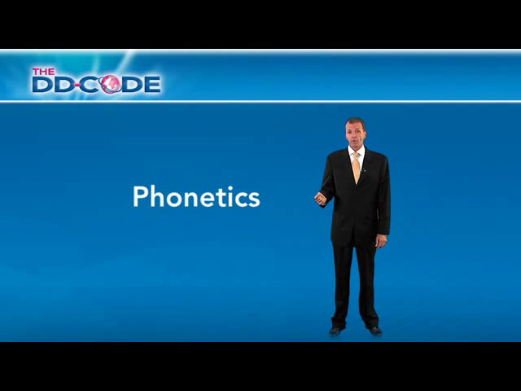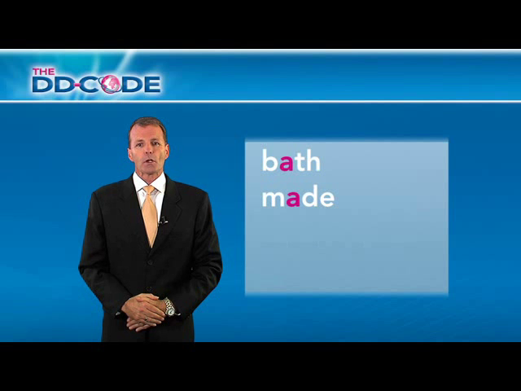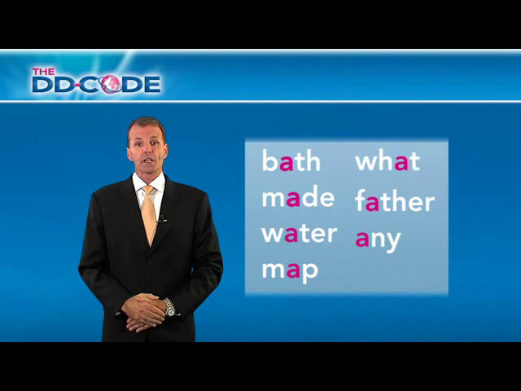To understand why the English language is so difficult to learn, you need to understand phonetics. Most languages are phonetic, which means one letter has only one sound. The English alphabet has 26 letters, but there are 48 different sounds in the English language. So one letter can have many different sounds. Let me explain. Look at these words. The letter A in the word bath is pronounced ah, bath. But in the word made, the A is pronounced A, made. And as you can see, there are lots of other sounds for the letter A too.